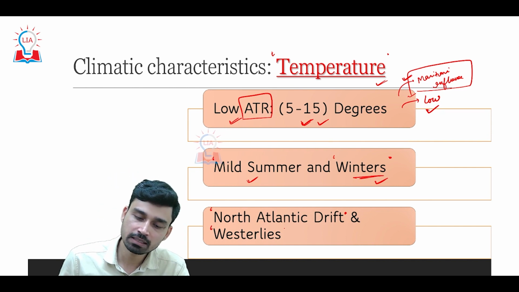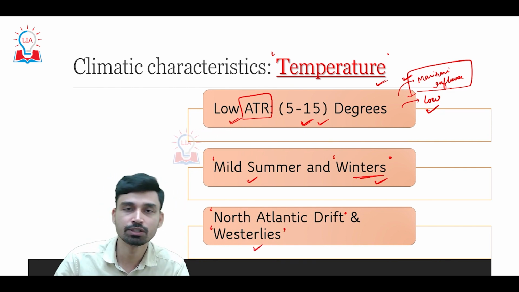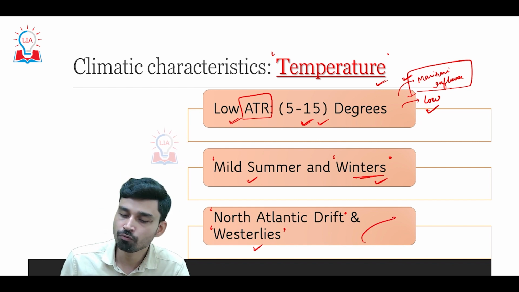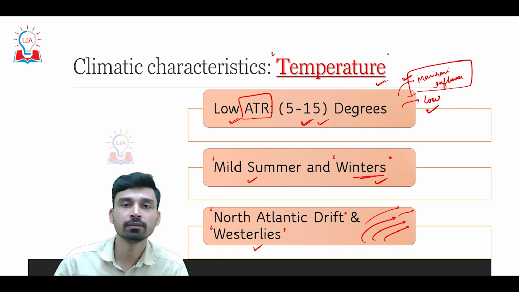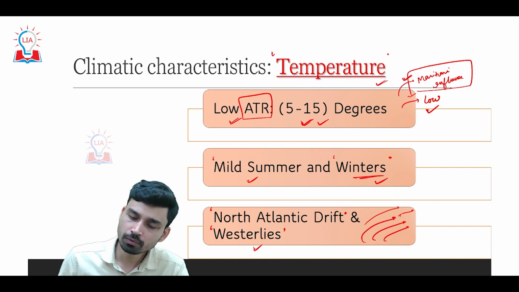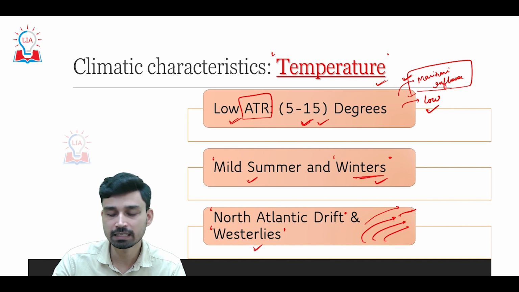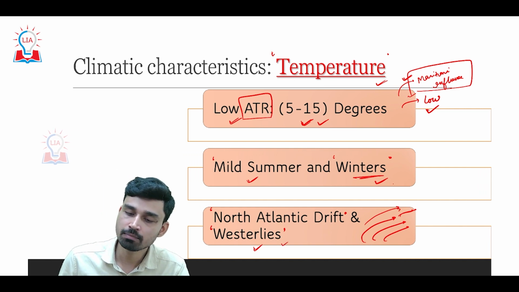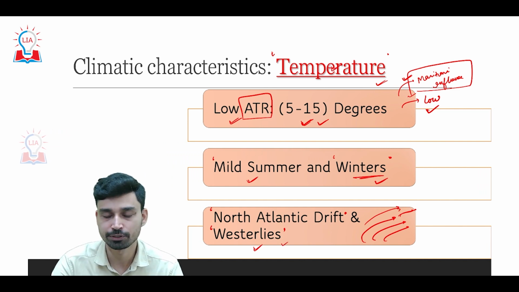Second, as we have discussed, this area comes under the influence of westerlies, and since westerlies move from ocean to land, they cause rainfall in the coastal areas, and also due to the sea wind that is being carried by westerlies, it has a moderating influence on the temperature.